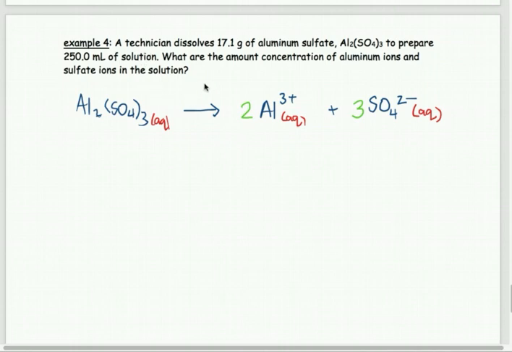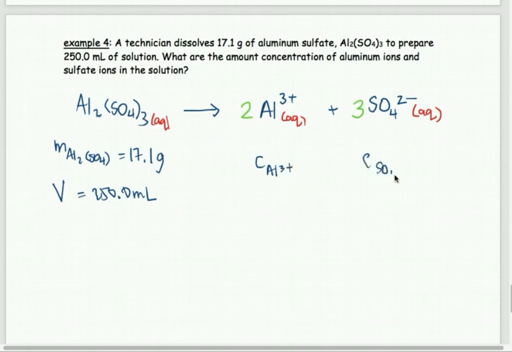Okay, so we know that there's a mass of aluminum sulfate here of 17.1 grams, and we need to prepare a solution of 250 milliliters, okay? So in the end, we need to find the concentration of aluminum and the concentration of the sulfate ions.